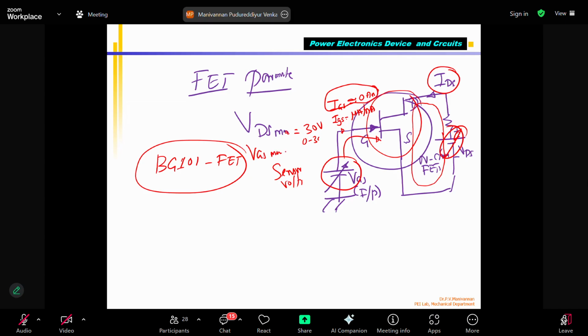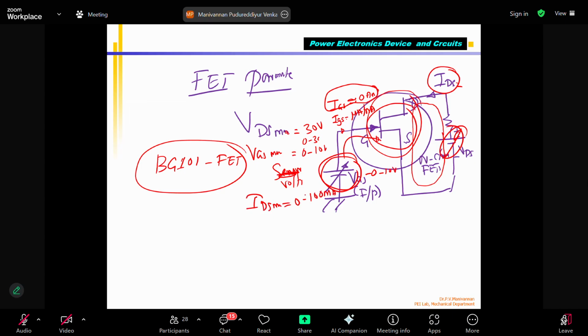Like VB max, VCC max, correct? This can be 0 to 10 volts. That means this voltage can vary from 0 to 10 volts only. Beyond that figure, the FET will be destroyed. Current will blow it. Similarly, the next parameter is IDS max. What is the maximum this can go? 0 to, for example, 100 milliamps.